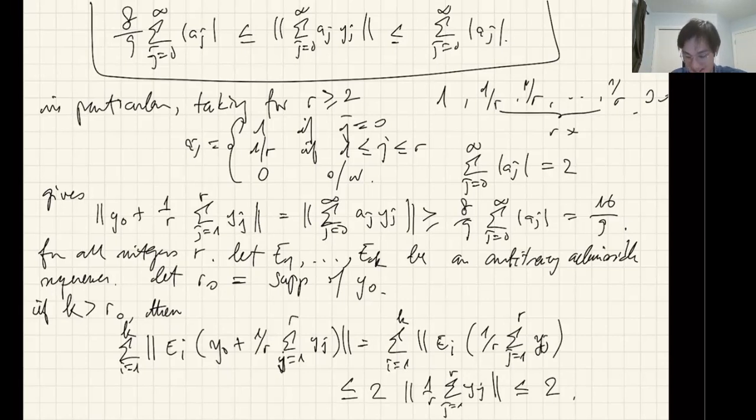Well, sorry, I'm skipping a step here, but yj is a normalized block basis, right? So they all have norm 1, and you add them all up. So it's not the L1 norm, it's the triangle inequality. Okay. So we have that it's less than 2. Okay, but anyway, that's not really going to matter later, because in this case we're actually going to get something bigger, a bigger bound.